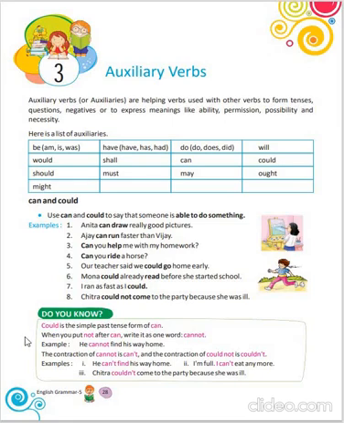Now let's see. Could is the simple past tense form of can. When you put not after can, it will be cannot. He cannot find his way home. In contraction, it can be written like can't, and could not will be written like couldn't. So remember this: could is the simple past tense form of can.